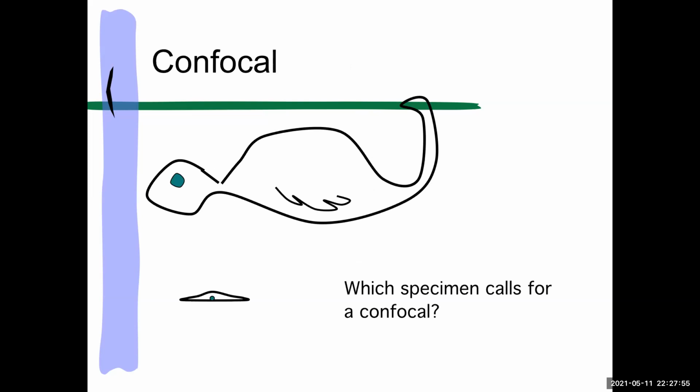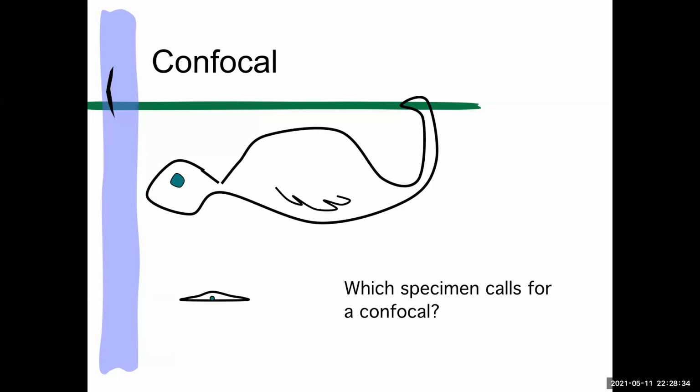So this is my little mini quiz. Which of these two specimens calls for a confocal? The big fat one, I call that a dino bird. I don't know what it is, but it's an entire animal of some sort, but small, because next to it is just one cell. That's just 10 microns, not even. So this little mini animal or just the thin cell, which one calls for a confocal? Obviously, the one with more three-dimensionality to it, okay?